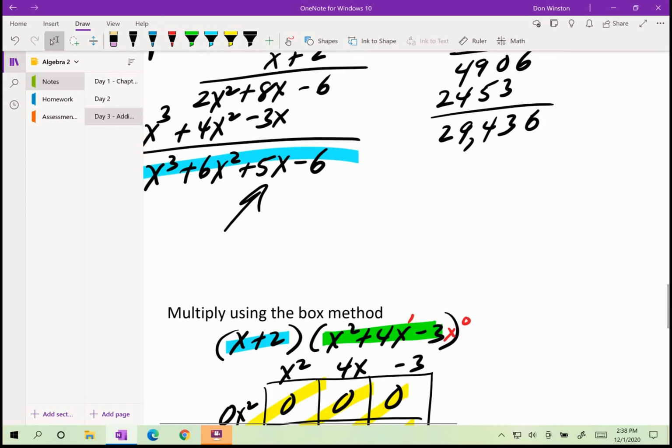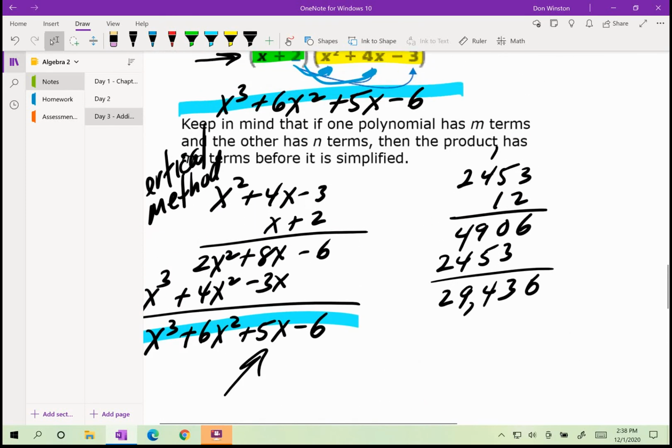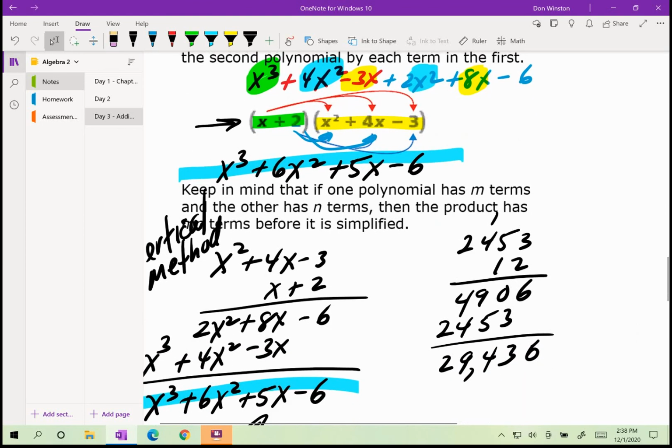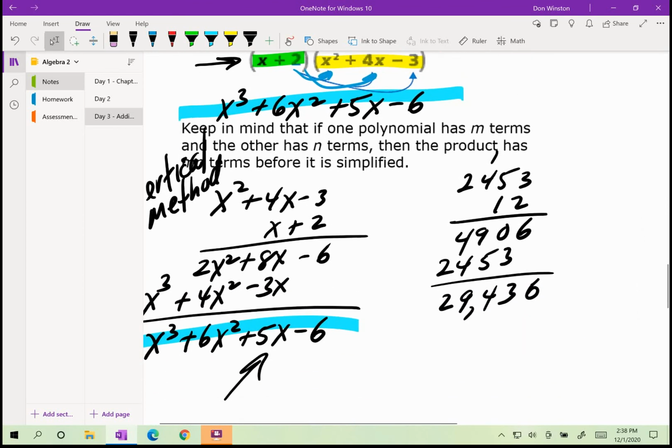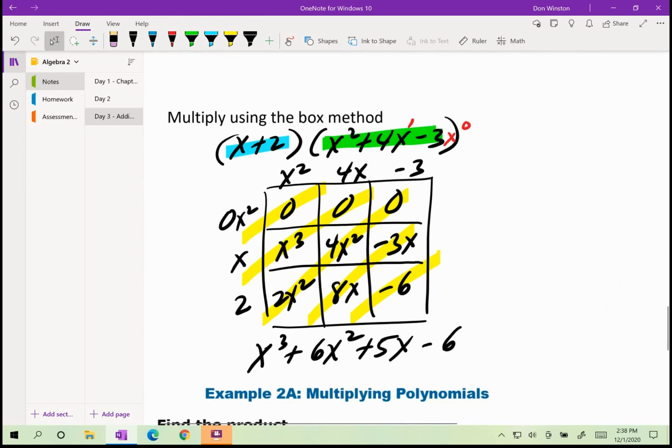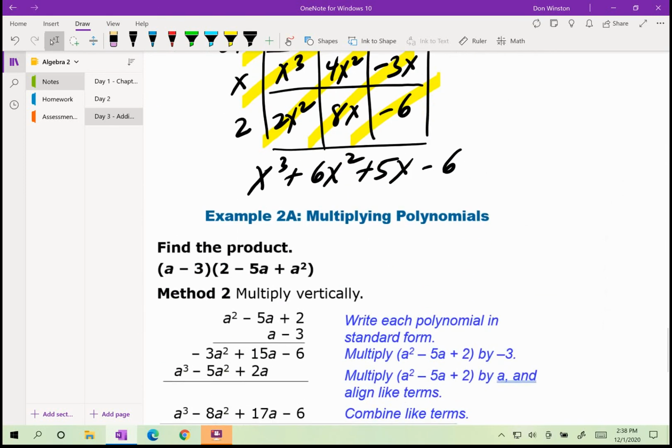That's the box method. This is the vertical method. And then that was just the distributive method. See, 3 different ways you can do it. Whichever one you like the most, go for it. And then one more example.